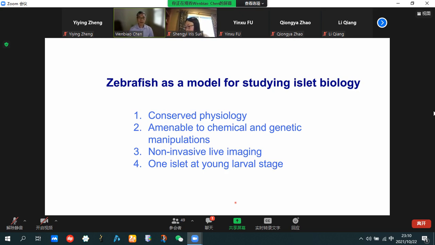to study those biology, to study specifically those problems. And the reason we chose zebrafish is because it's a vertebrate, so a lot of physiology is conserved. And it's very easy to do genetic and chemical manipulation in this model. And because the fish are somewhat transparent and small, we can do live imaging in the model. In addition, in the early stage, there is only one islet in the zebrafish. So it's very suitable for studying beta cell and alpha cell number regulation.